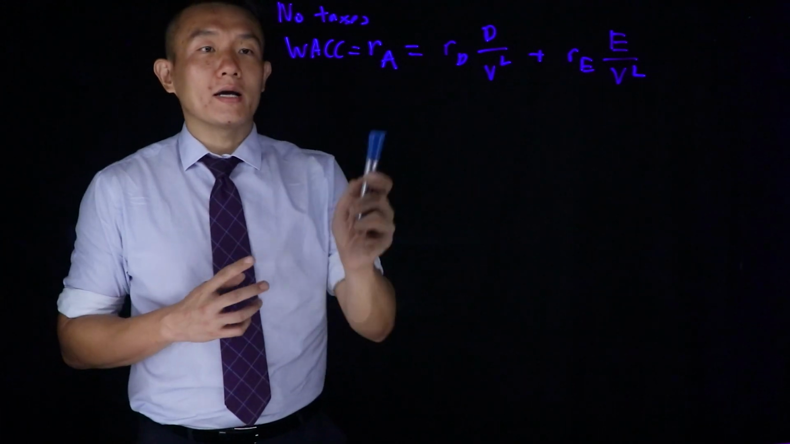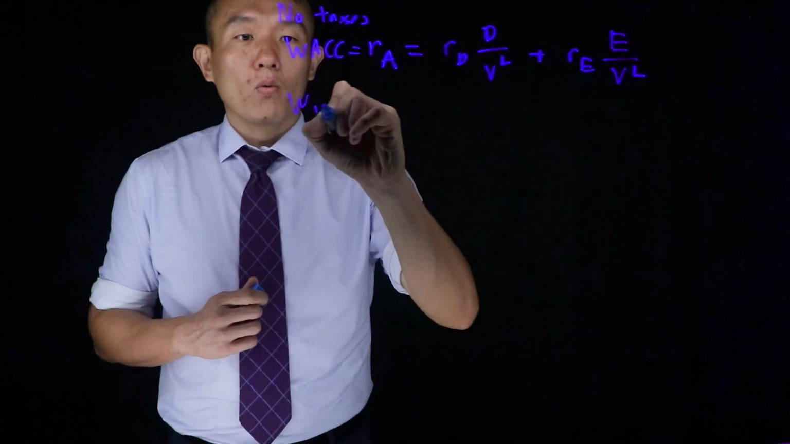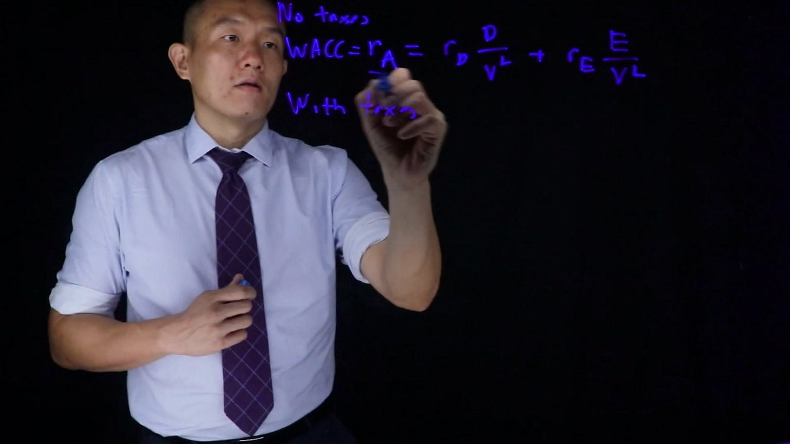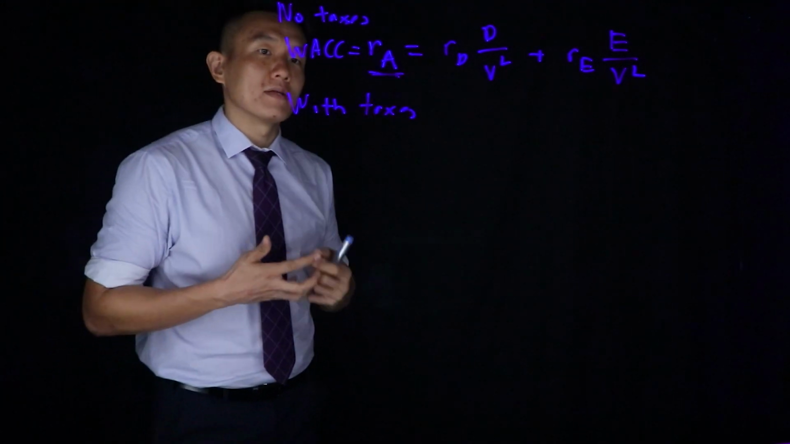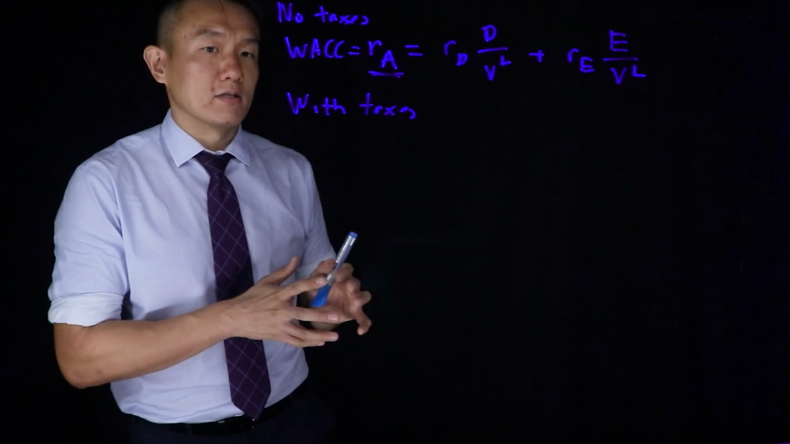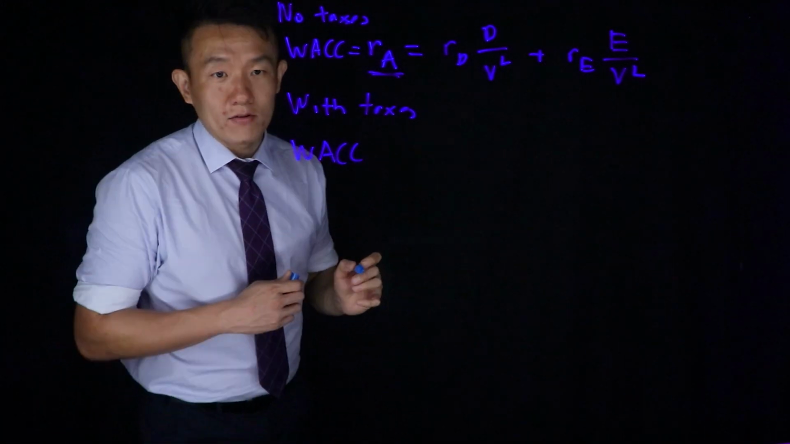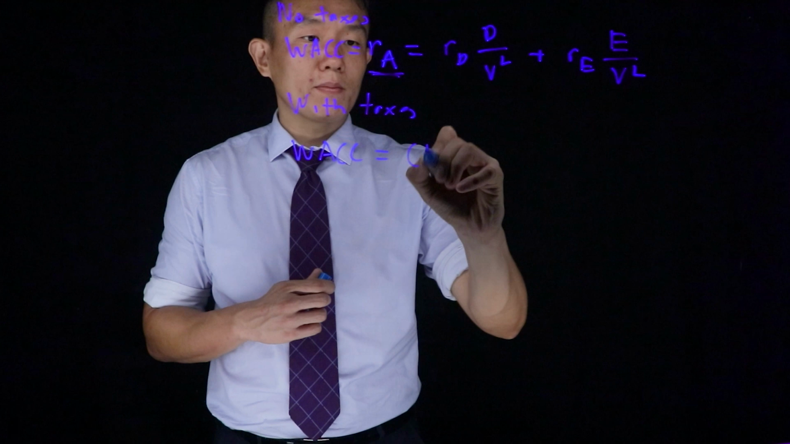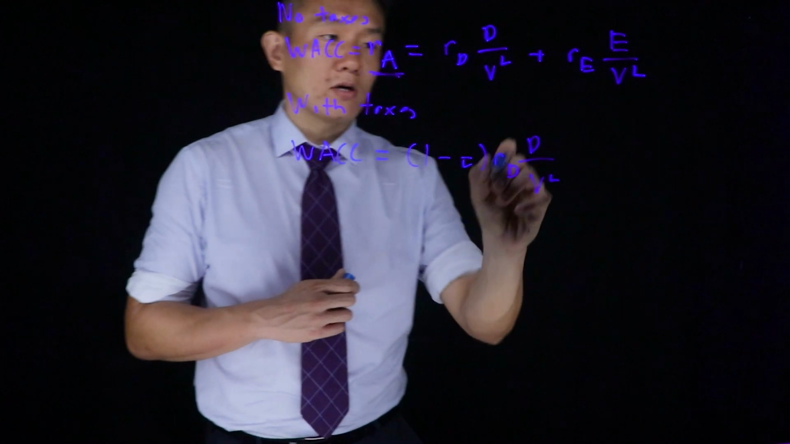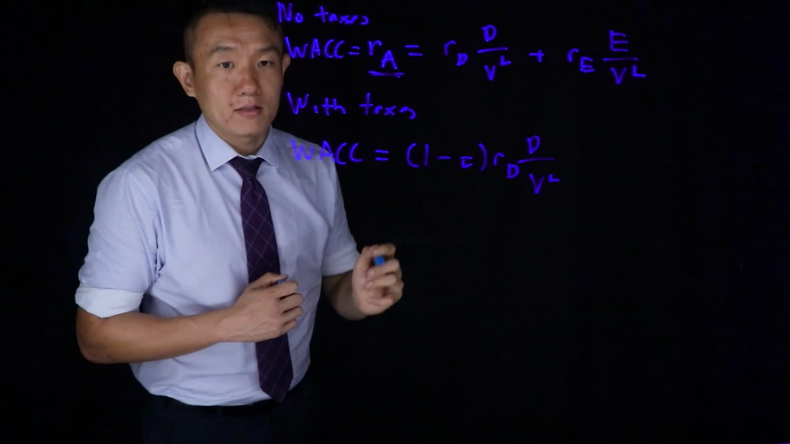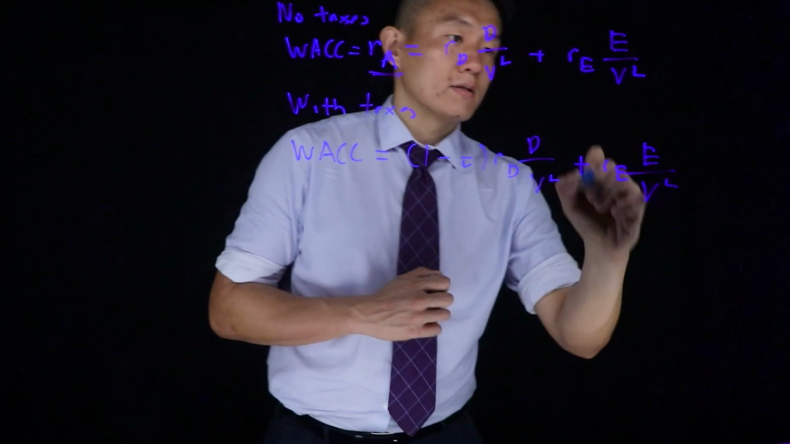And in a no-tax world, the weighted average cost of capital is always going to be fixed. With taxes, the overall return on assets, remember, reflects the firm's ability to generate income, and we're not assuming that that changes. So R_A stays fixed. But now the weighted average cost of capital is going to be (1 - τ) times R_D times the proportion of the firm that's debt, plus R_E times E over V_L.